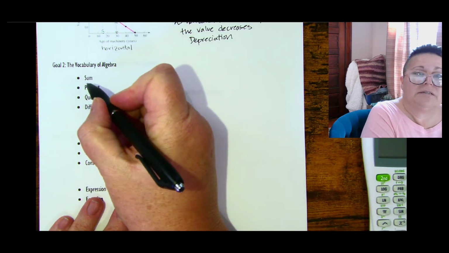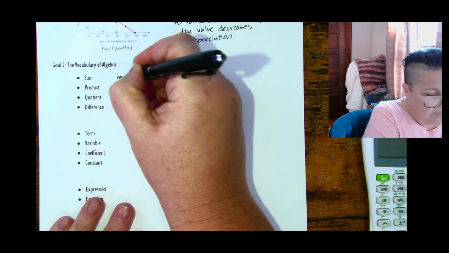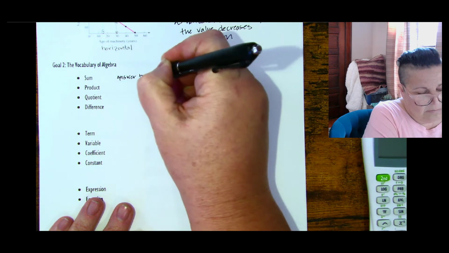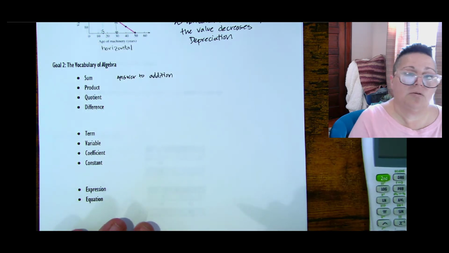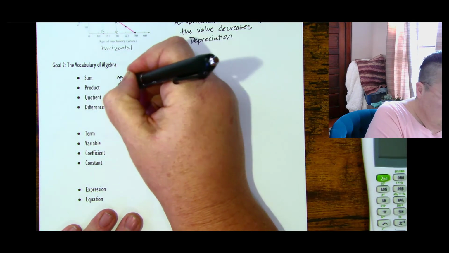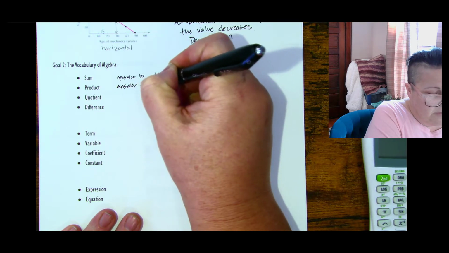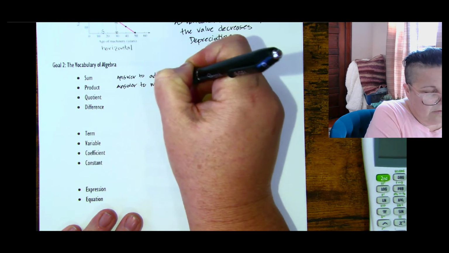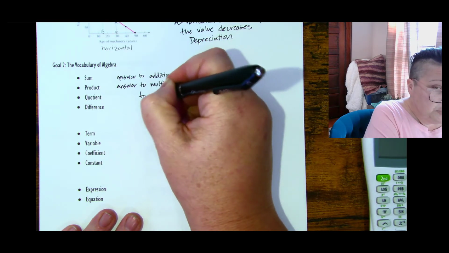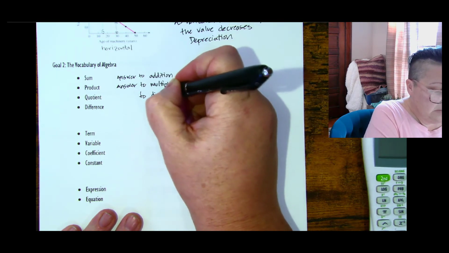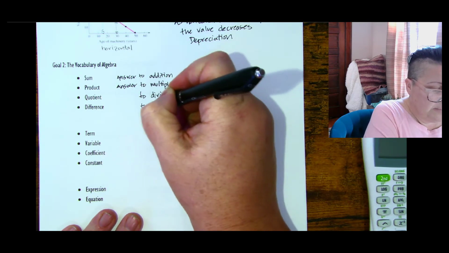The first one, sum, is the answer to addition. The second one, product, is the answer to multiplication. Quotient is the answer to division. Difference is the answer to subtraction.